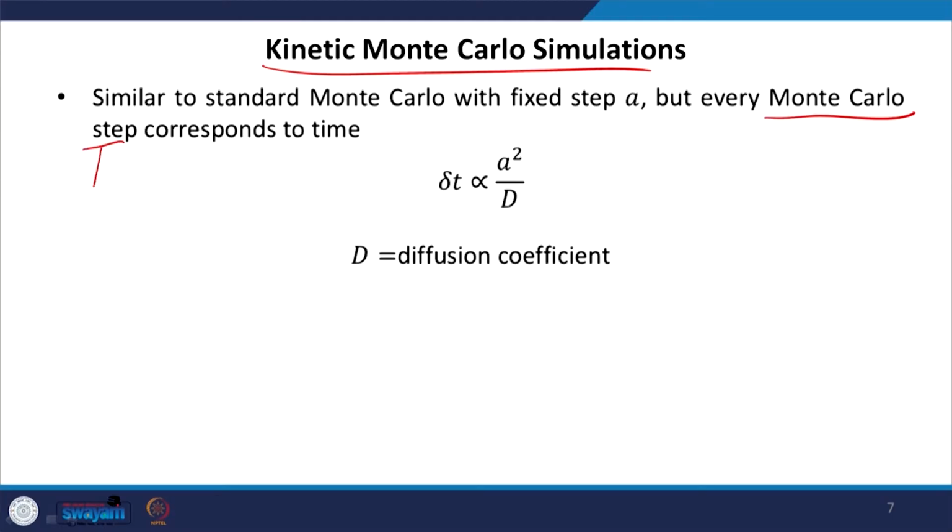For example, we can perform a Monte Carlo with a fixed step size A, but then we associate a certain time to every Monte Carlo step, saying that if I do this Monte Carlo step, I go in time by so much. Typically, a Monte Carlo step in this case refers to the trial movement of all the particles in the system, and the delta t happens to be proportional to A squared by d, where A is my step size and d is my diffusion coefficient.